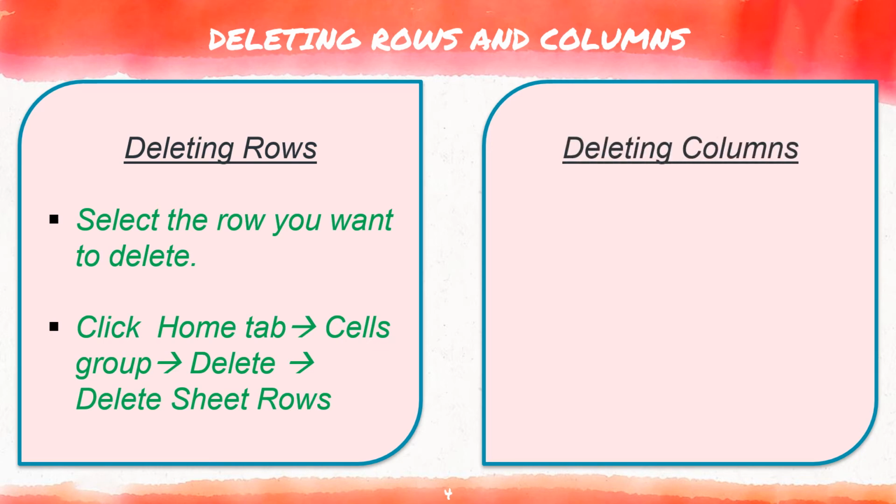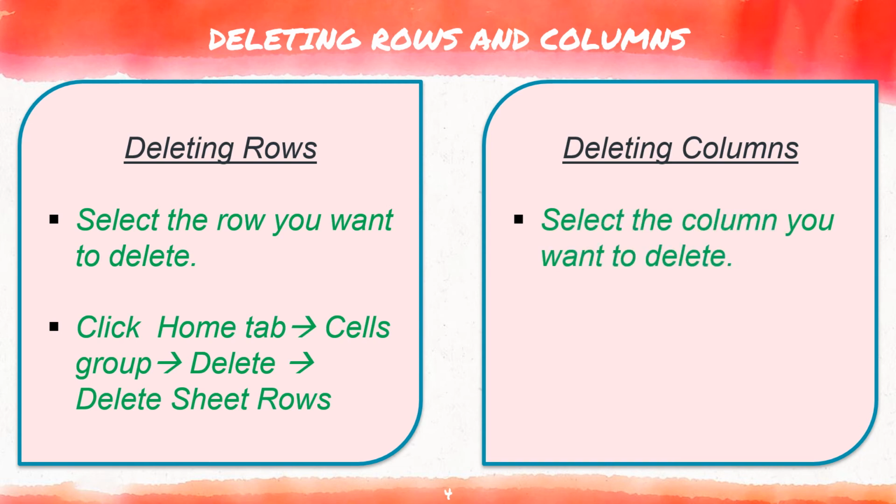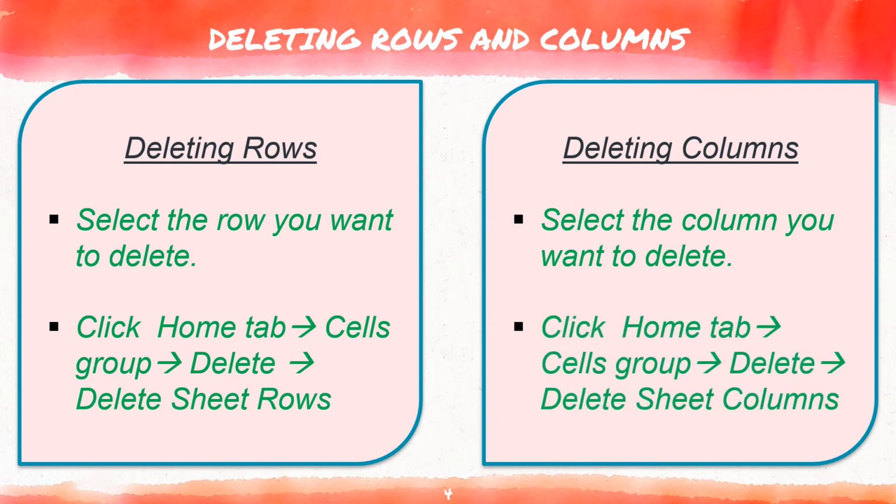Now, how you can delete your columns? Again, in order to delete the column, you need to select the particular column first of all that you want to delete. Then you will click on the Home tab, Cells group, Delete button, Delete Sheet Columns option. Your selected column will be deleted. Clear, beta?